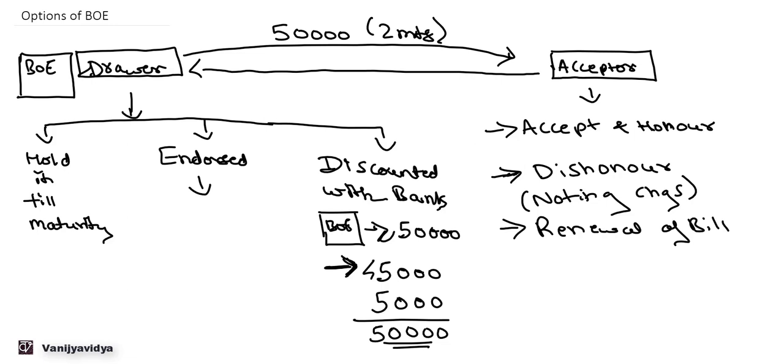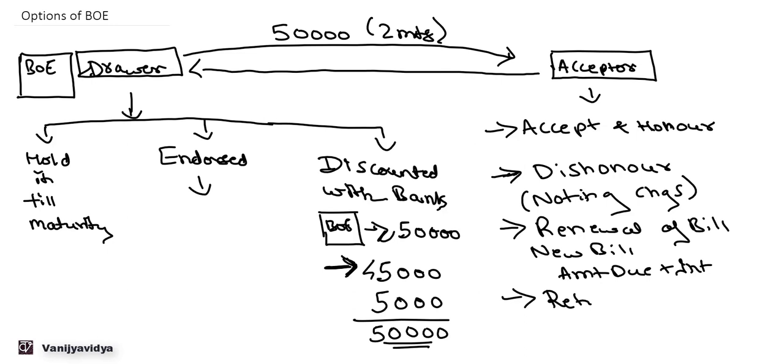So in case of renewal of the bill, the bill is renewed for whatever is the amount due, plus the drawer will charge interest because of the late payment. So usually the new bill is the amount due of the old bill plus interest for the extended tenure of the new bill. Then there is one more case.